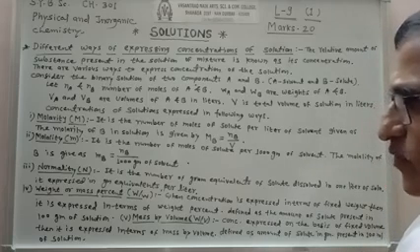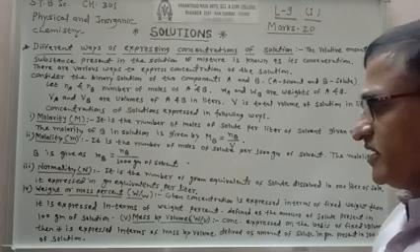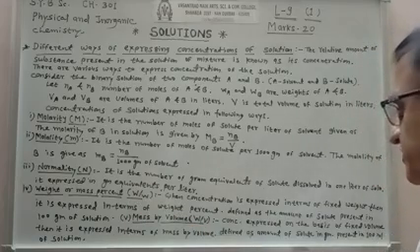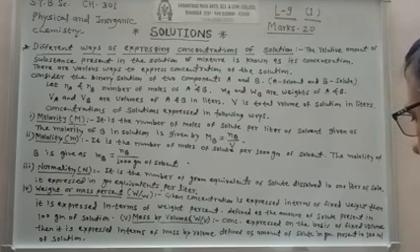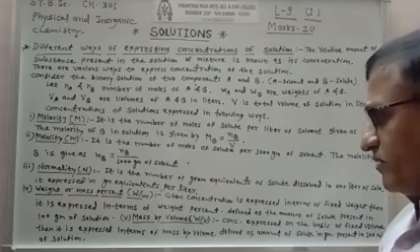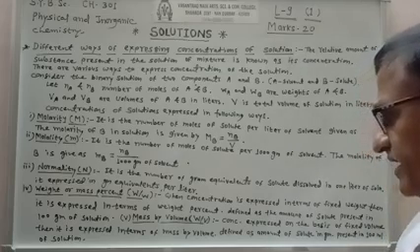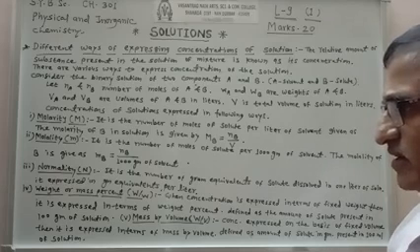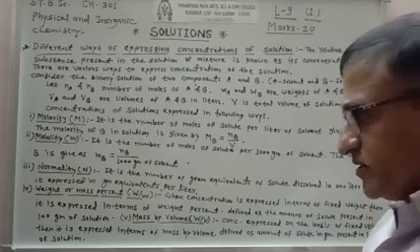Fourth is weight or mass percent, that is W by W. Here, when the concentration is expressed in terms of fixed weight, then it is expressed in terms of weight percent. It is defined as the amount of solute present in 100 grams of solution.